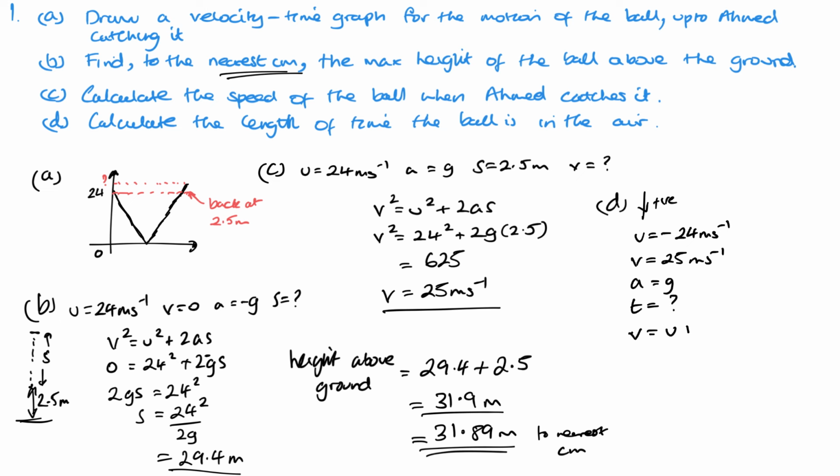So v equals u plus at, 25 equals minus 24 plus gt. So that gives me 49 equals gt, and 49 divided by 9.8 is 5 seconds. Now, again, like I said, you could do it in sections here. Doing it in sections should pretty much mean you don't need to use some of your worked out values, but it's much quicker to do it in one go, like so. And even if I took up as positive, I will still get the same value.